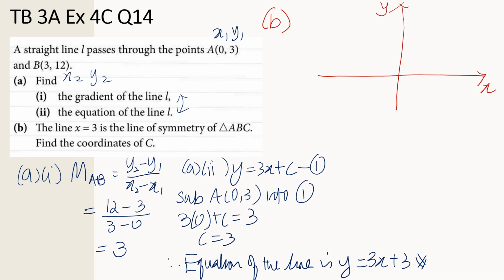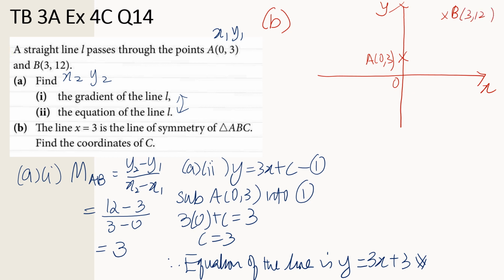Just sketch it. So point A is (0, 3). So 0 means x coordinate 0, so it lies on the y-axis. So I have a point A here, (0, 3). Point B is (3, 12), so it must be much higher than point A. So I need to draw this lower a bit. Okay, never mind. So point A is here, (0, 3). Point B needs to be higher, somewhere here, which is (3, 12).